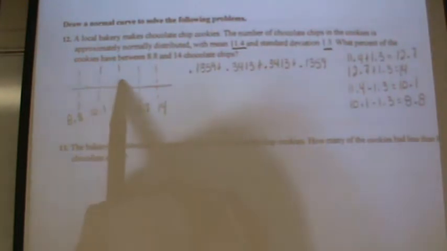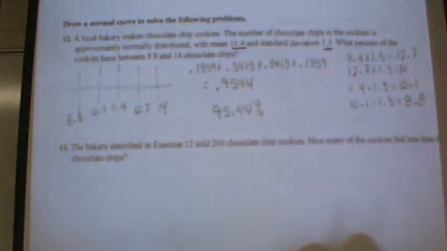So we would have 0.1359 plus 0.3413 plus 0.3413 plus 0.1359. That gives us the area here, here, and here. So we have those 4 values. When we add those up, we get 0.9544, which is 95.44%. So you can either do it adding the sections or just remembering that within 2 standard deviations, 95% of our data is contained there.